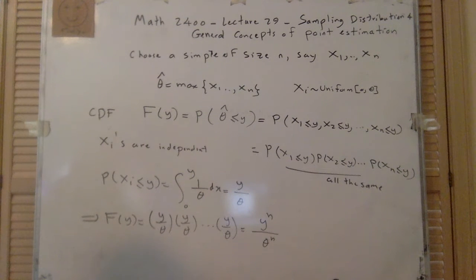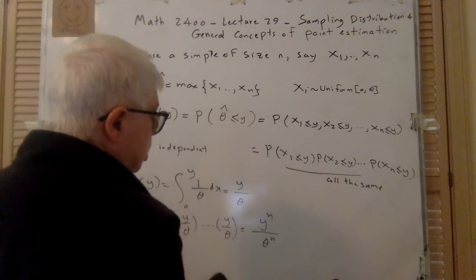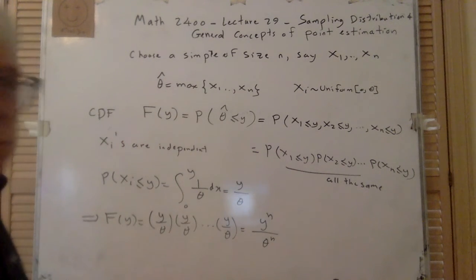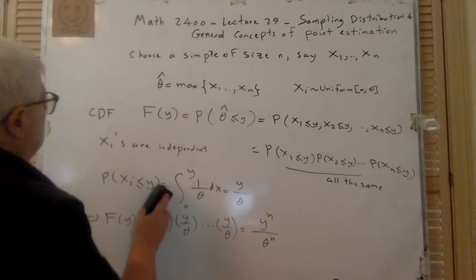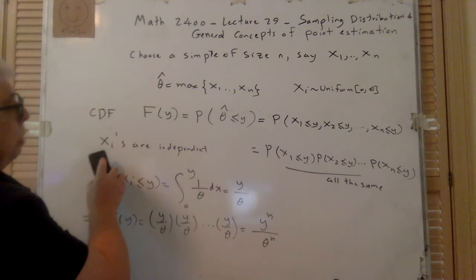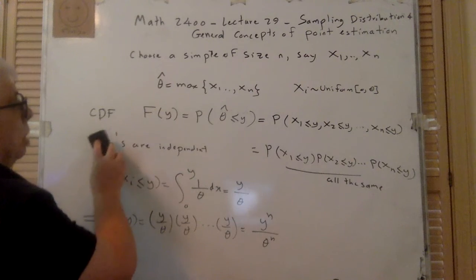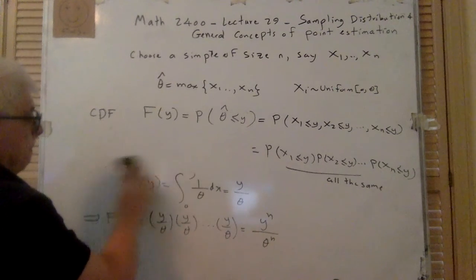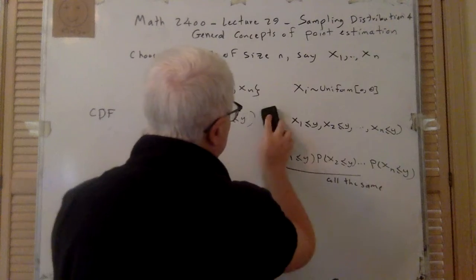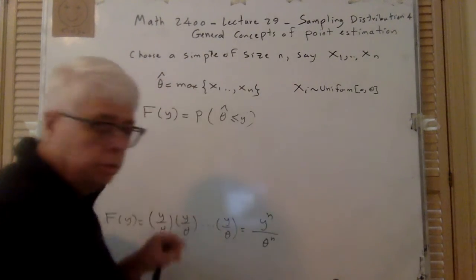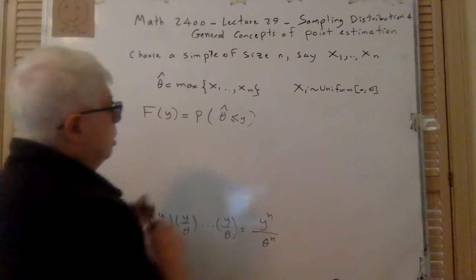Okay, so I have found the CDF of this random variable theta hat, the maximum, and so I can now find the PDF. So this is the CDF, and the PDF is in fact the derivative of this. So let's find the derivative of this, and that is my PDF. So let me erase this and write this up here. So we found that this is in fact y^n over theta^n.